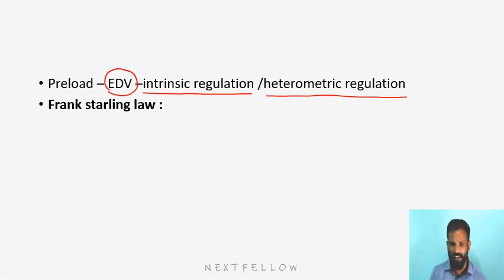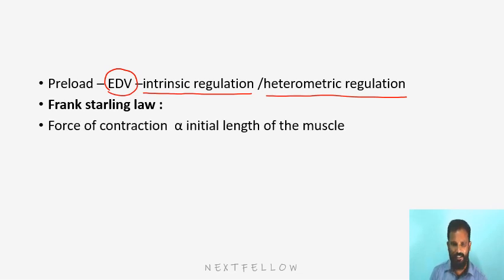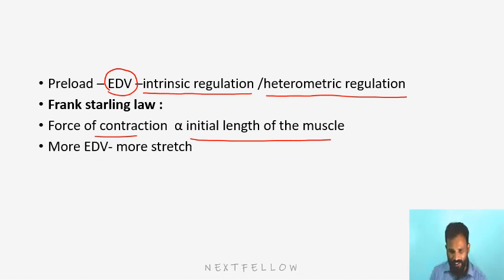Now this is explained by Frank Starling's law. What is Frank Starling's law? Force of contraction is directly proportional to the initial length of the muscle. What is this initial length? It is the length of the muscle before it undergoes contraction. So the more the initial length, that means the more the stretch, the more will be the force of contraction, and the stretch occurs with end diastolic volume. So the more the filling of the ventricle, the more will be the stretch, and the more will be the force of contraction.